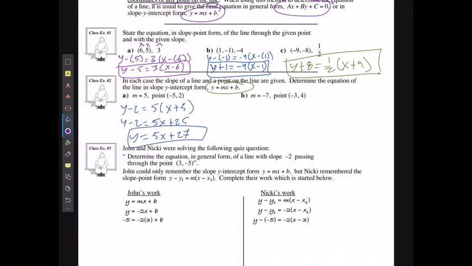I'm going to start by stating that it's going to be y minus 4 is equal to negative 7 bracket x plus 3. I'm going to multiply my m into the brackets. y minus 4 is equal to negative 7x minus 21. And then I'm going to move my constant over. y is equal to negative 7x minus 17. And there's my equation.